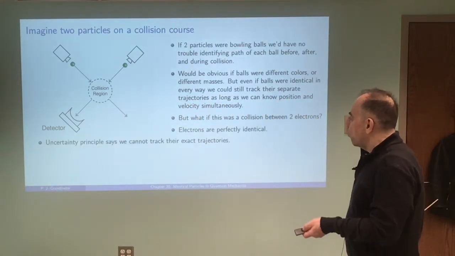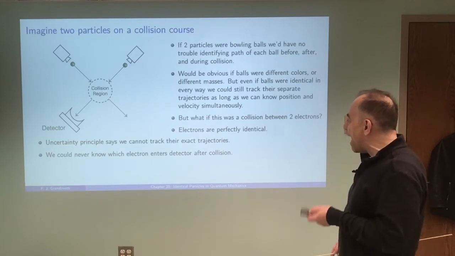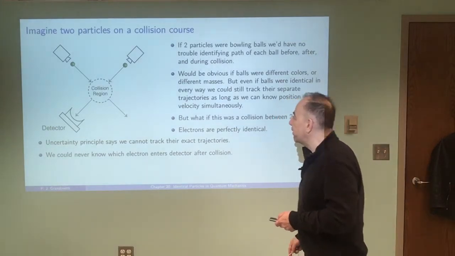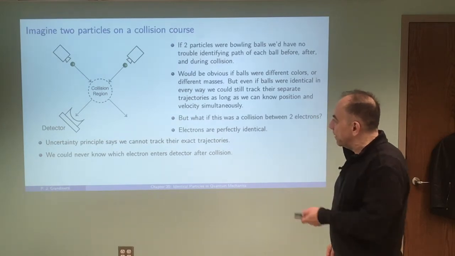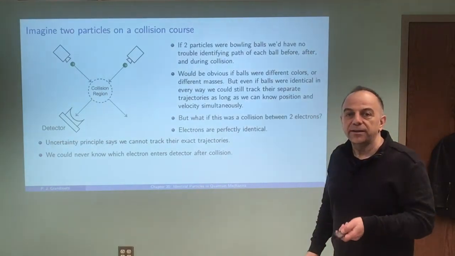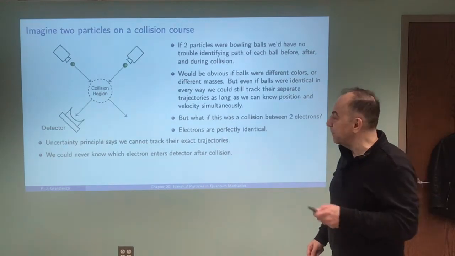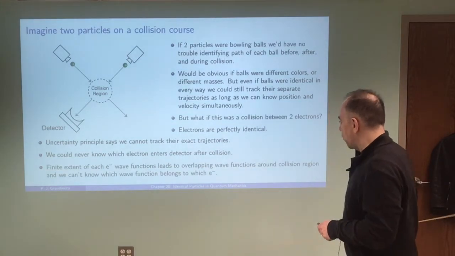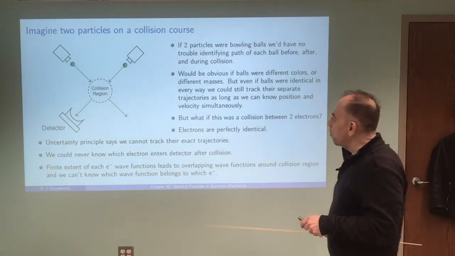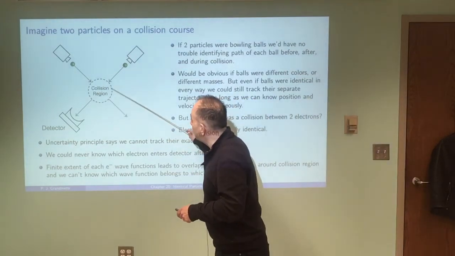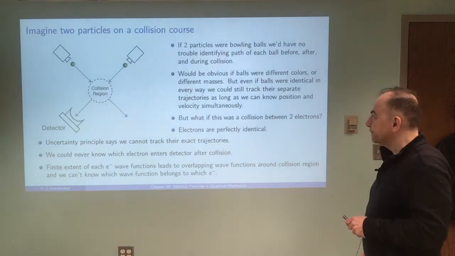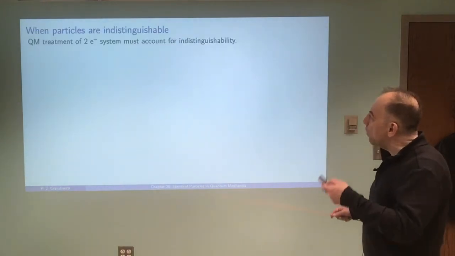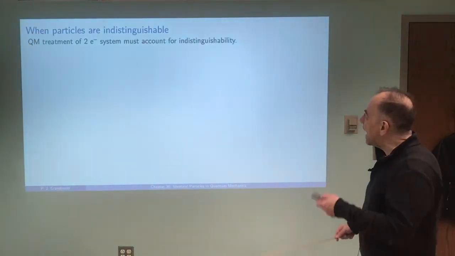So this is where we are. We have to preserve indistinguishability of these two electrons in order to avoid breaking the uncertainty principle. Okay? We cannot know which one is which. When their wave functions overlap strongly in this region, essentially we can't tell them apart. So any quantum mechanical treatment we put together has to account for this indistinguishability.